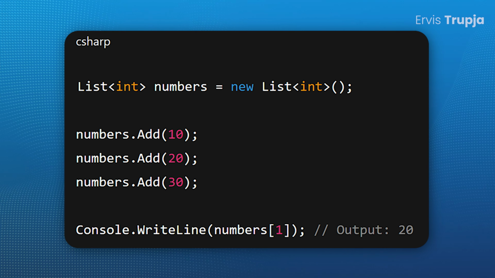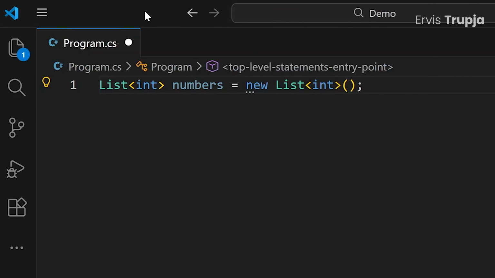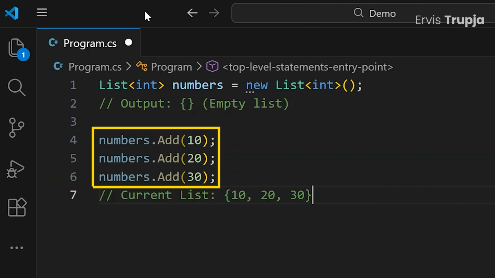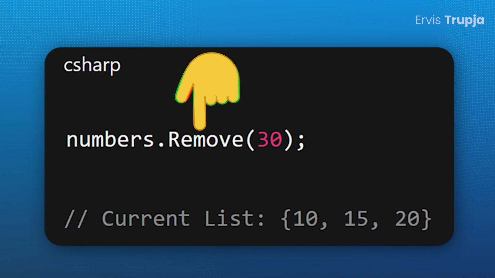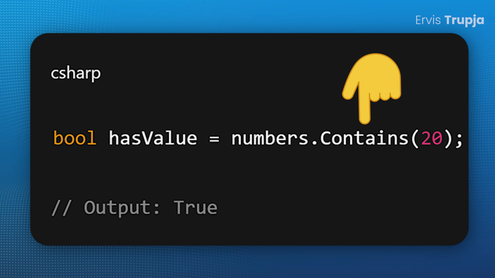Lists are dynamic collections that can grow or shrink as needed. Creating a list is simple with the list keyword and then specify the type in angle brackets. Adding items is straightforward with the add method. Removing items with remove, and checking if something exists with the contains method.